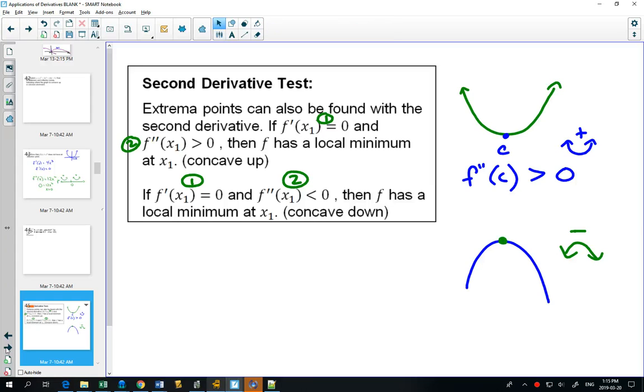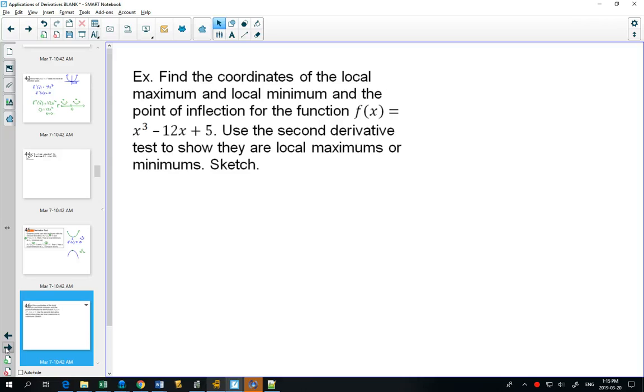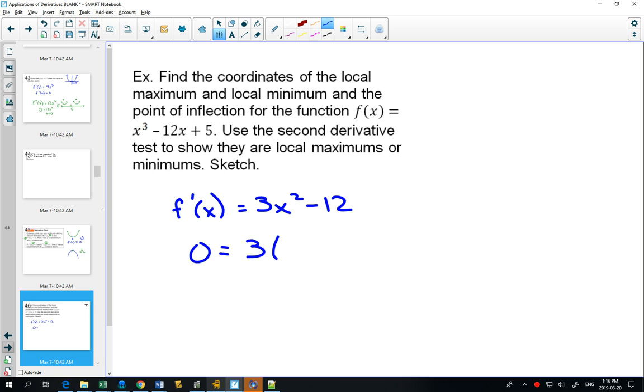So let's look at an example. Find the coordinates of the local maximum and the local minimum of this function, and the inflection point, and use the second derivative test to show their local maximums and local minimums. So first of all, if I want to find maximums and minimums, I need to find my derivative, which will be 3x squared minus 12. I set my derivative equal to 0. I'm going to factor out a 3.